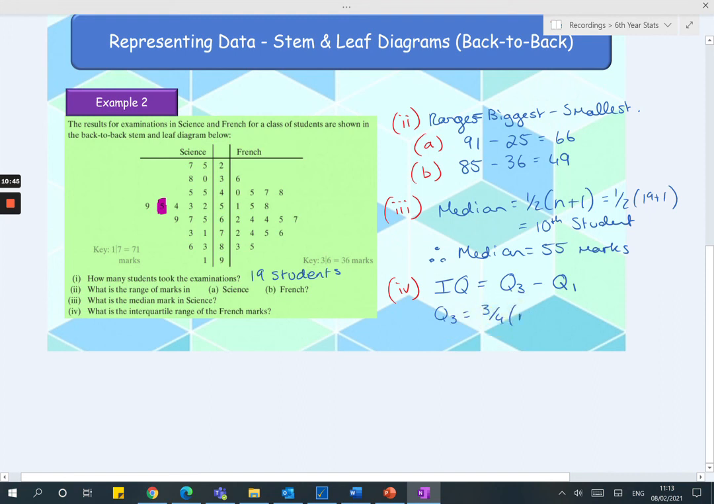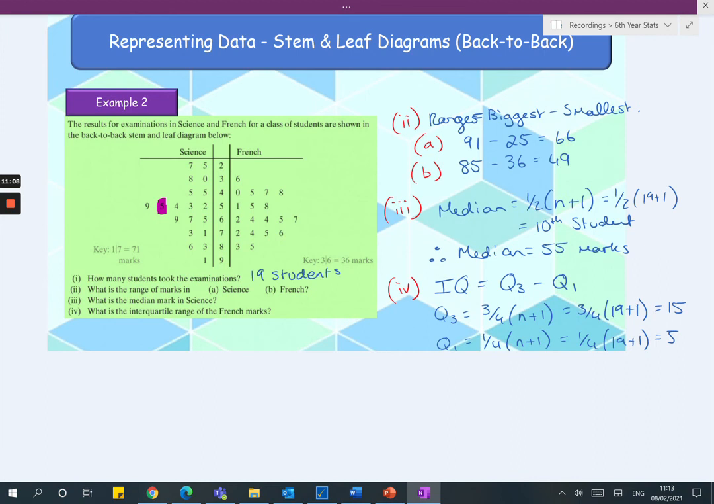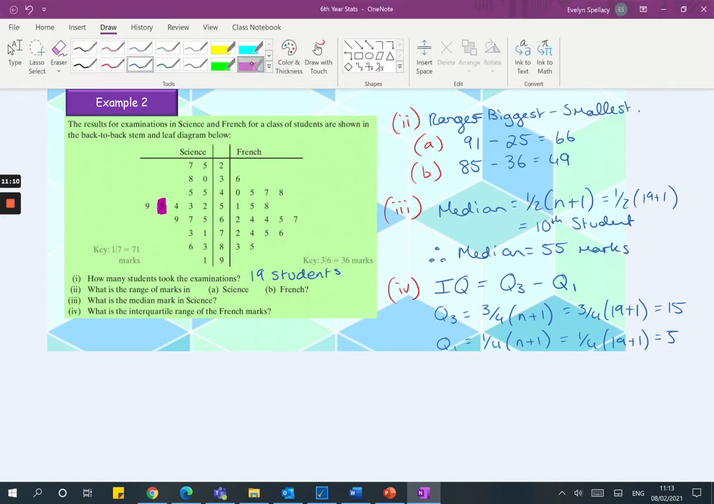So if I have 3/4 by n plus 1 to find my upper quartile, that would be 3/4 by 19 plus 1, which would give me 15. Q1 would be a quarter by n plus 1, which would be a quarter by 19 plus 1, which would just give me 5. So my 5th student and my 15th student would be my lower and my upper quartile, which again I'm just going to highlight here.